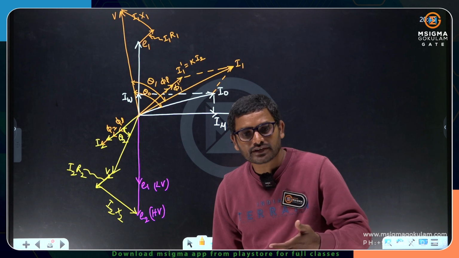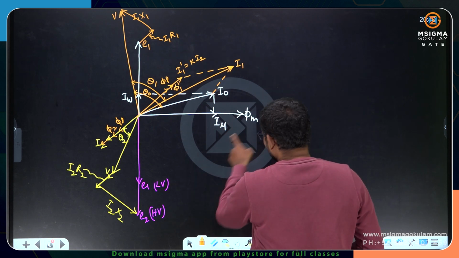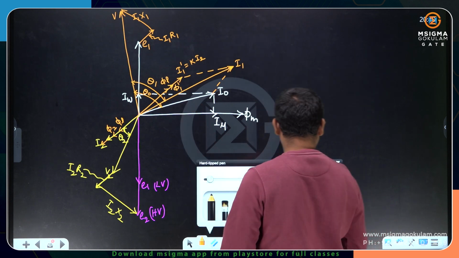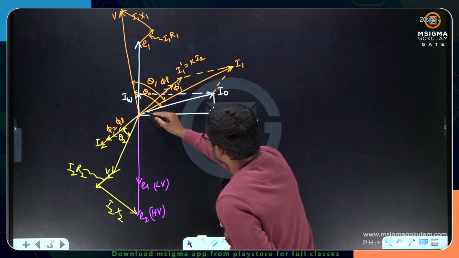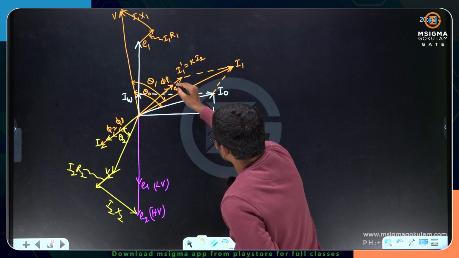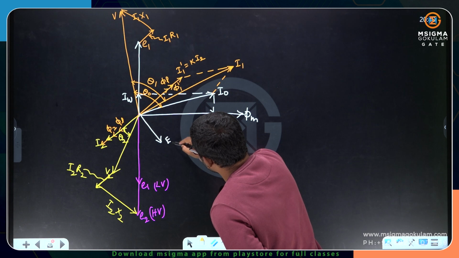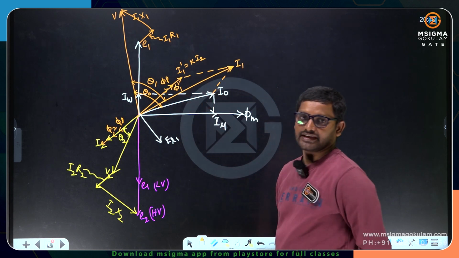The EMFs are lagging with respect to flux. Here I have drawn that. Here also I can draw. Here, this is the leakage flux component on the primary side. So the leakage induced EMF EL1 is lagging with respect to phi L1.